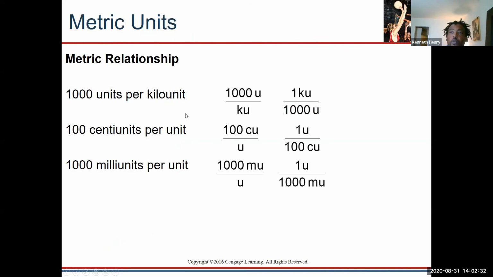Okay, so with the metric system, we can also set up conversions, right? Whatever units you're using, whether distance, mass, or volume, you can say 1,000 of that unit is going to equal 1 kilo of that unit. And that can be done in either direction, just like any other conversion.